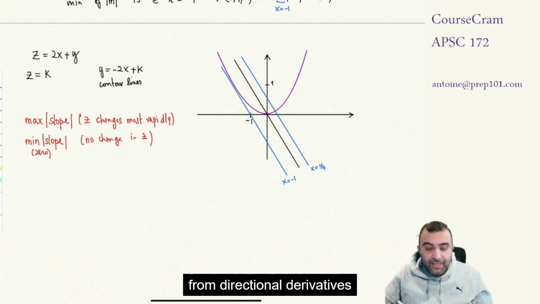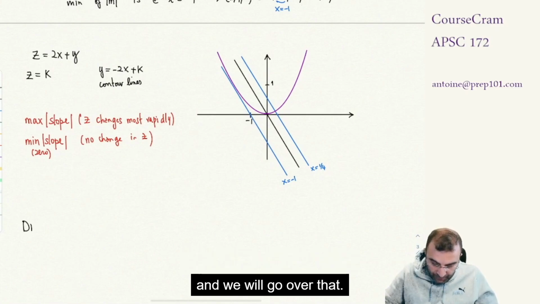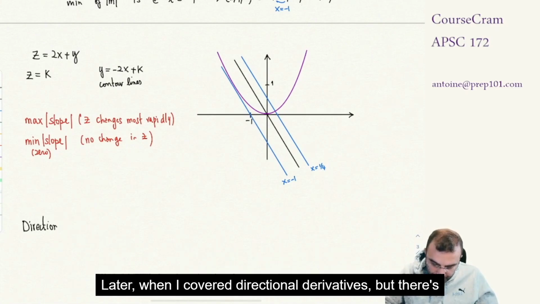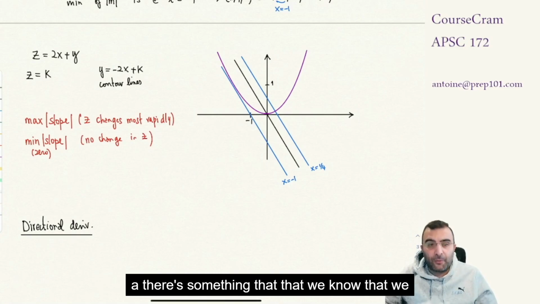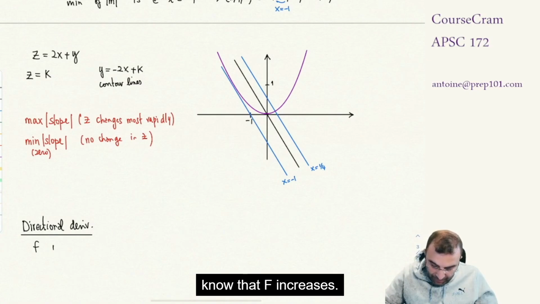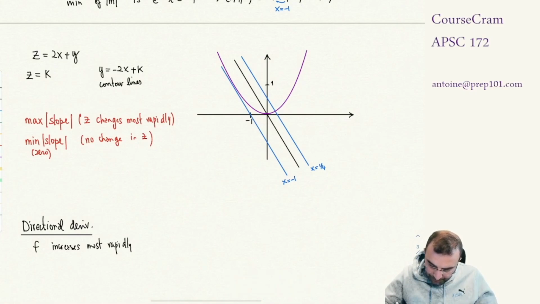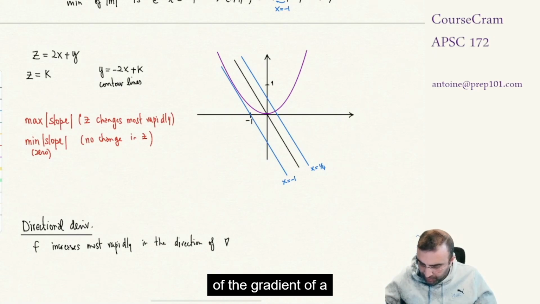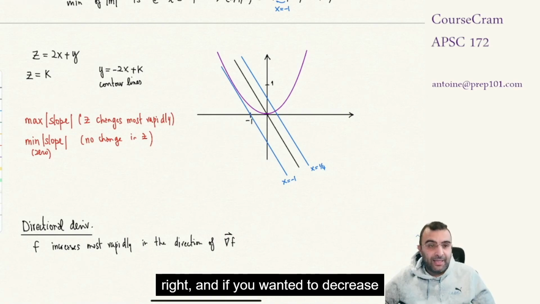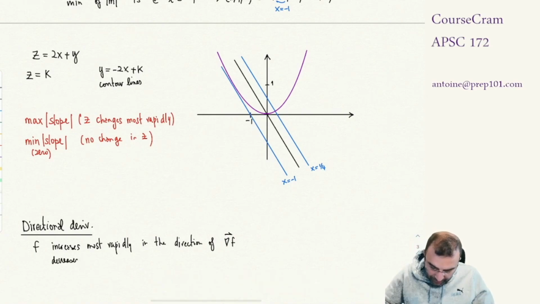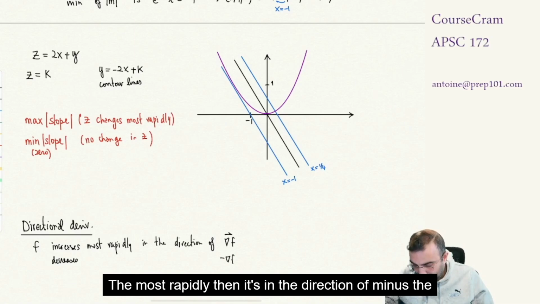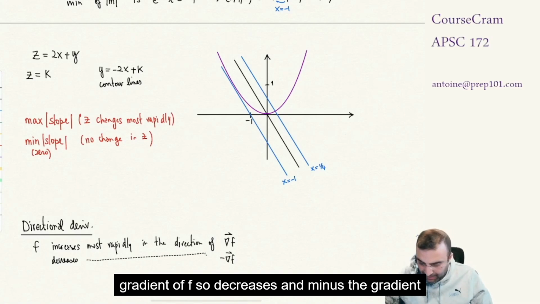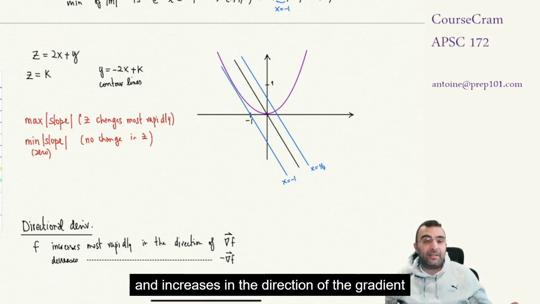Now, something from directional derivatives, and we will go over that later when I cover directional derivatives, but there's something that we know. That we know that f increases most rapidly in the direction of the gradient of f, right? And if you wanted to decrease the most rapidly, then it's in the direction of minus the gradient of f. So decreases in minus the gradient and increases in the direction of the gradient.